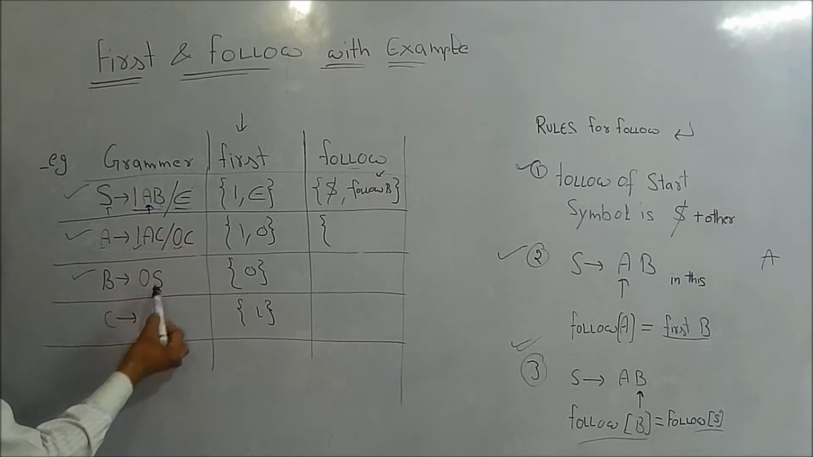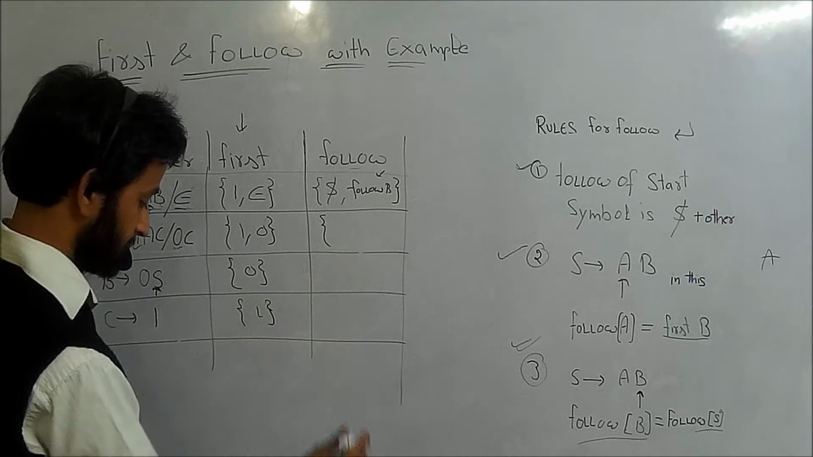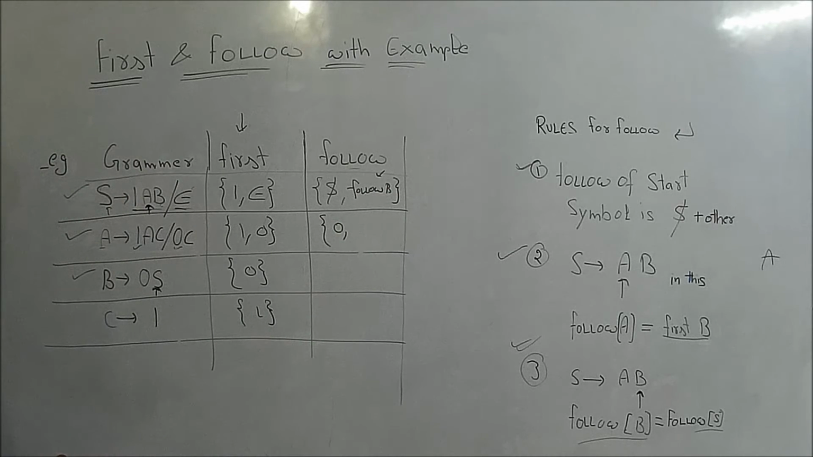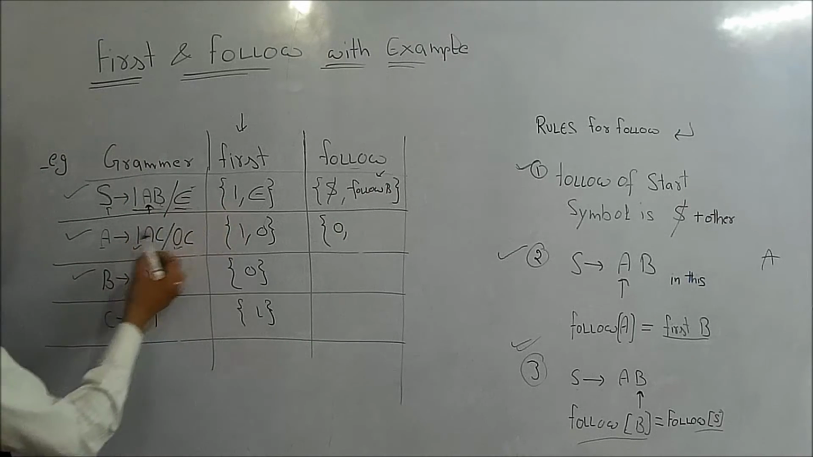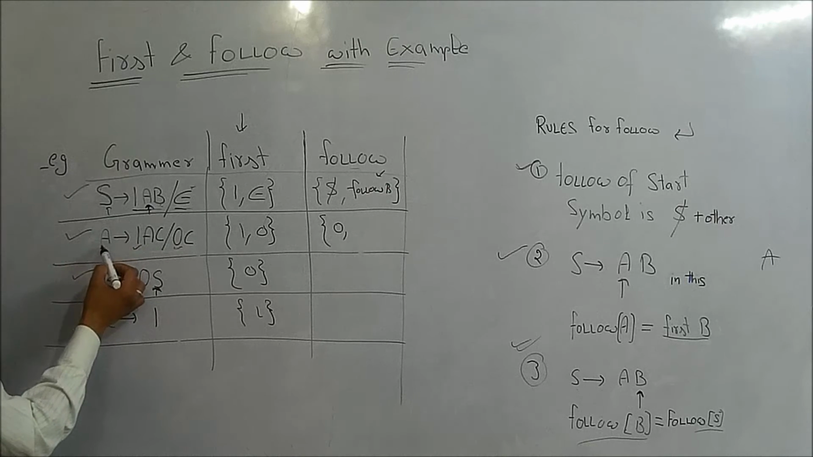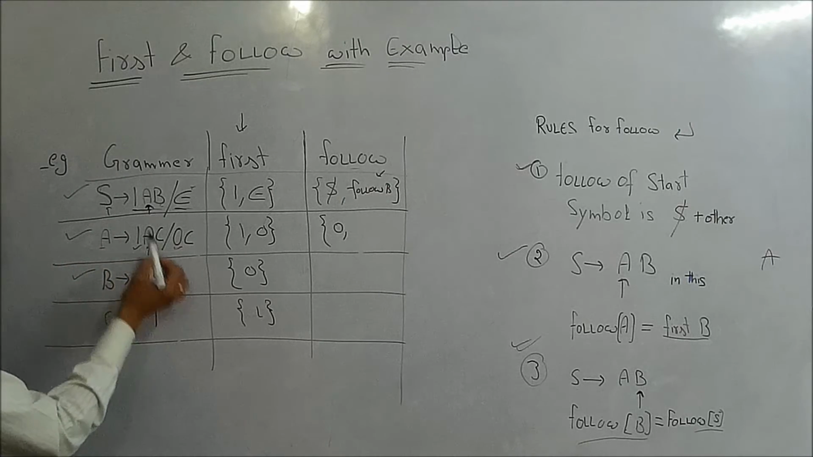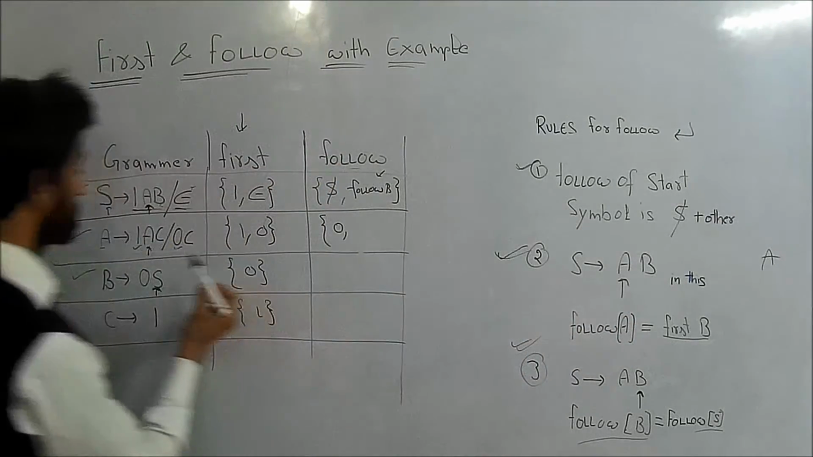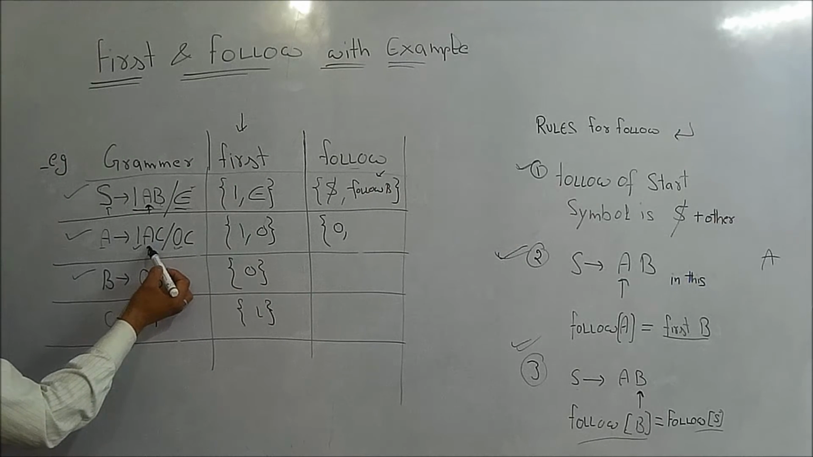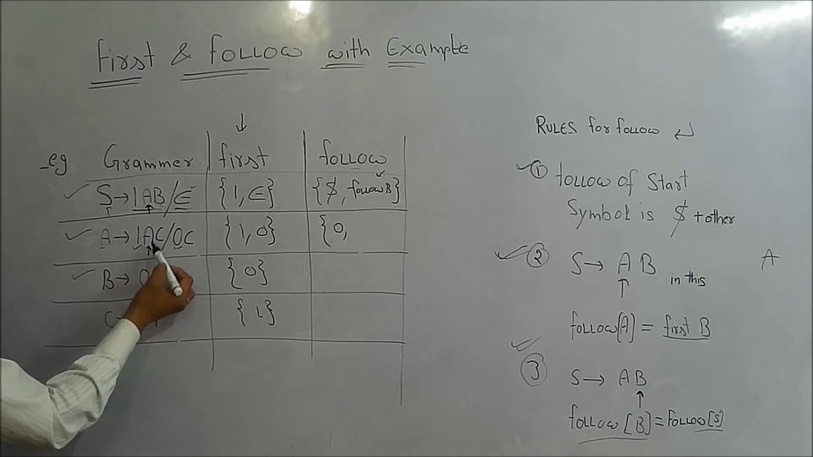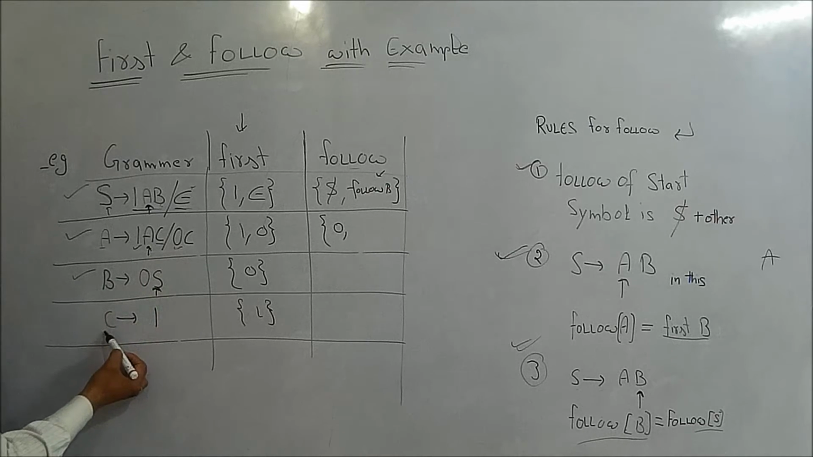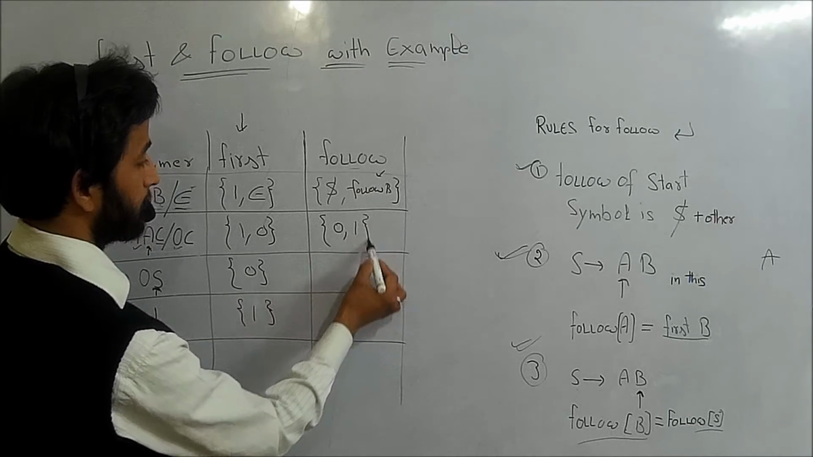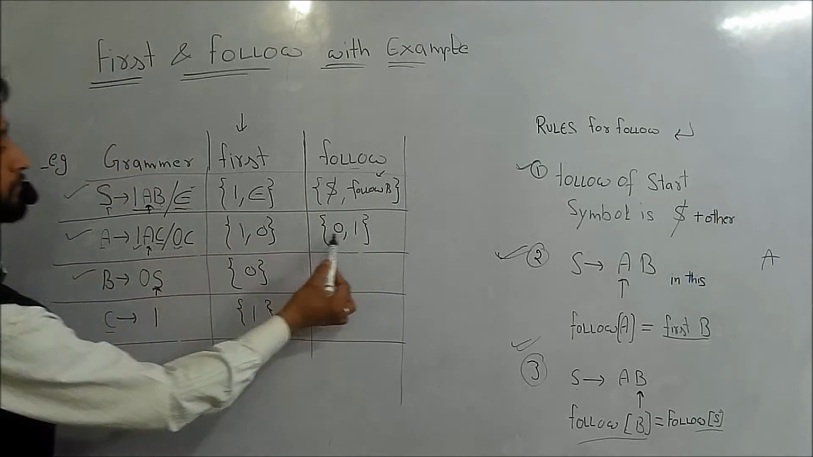The first of B is 0. Okay. And here no occurrence of A. Now I will move to this production in which A is occurring here. Same case, by following the same rule, the occurrence of A is here. So the follow of A will be the first of C, and the first of C is 1. Okay. So the follow of A is 0 and 1.